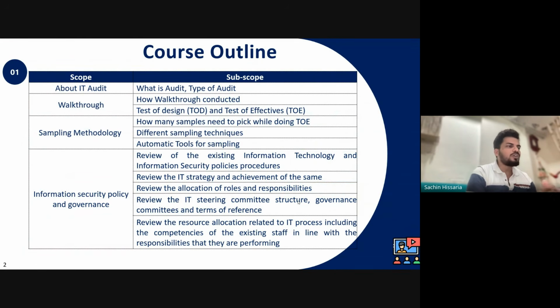So guys, this is our course outline which we are planning to cover in this particular 32 hours of training program. As you can see, we are starting with the very basics. First we'll discuss the IT audit. When you do the audit, how you do a walkthrough, how you do sampling. Then our domains include information security policy. Then we also discuss governance, what you need to verify in governance.